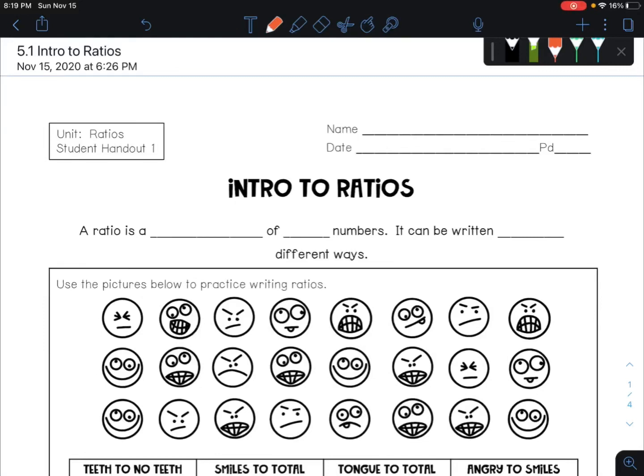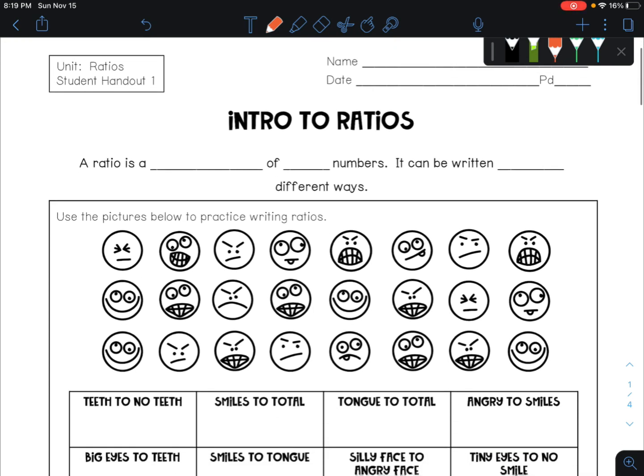For Unit 5, we'll be talking about ratios, and in our first lesson, we'll just be introducing ourselves to the idea of a ratio. A ratio is a comparison of two numbers, and there are three ways to write them. I'm just going to choose two random numbers here to compare. If my ratio is 4 to 9, then I would write it like this, 4 to 9.